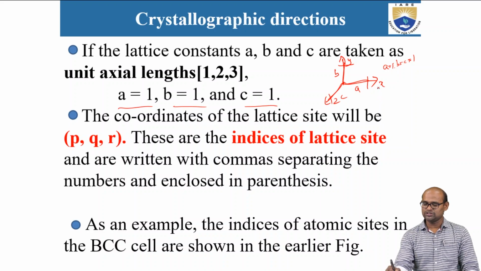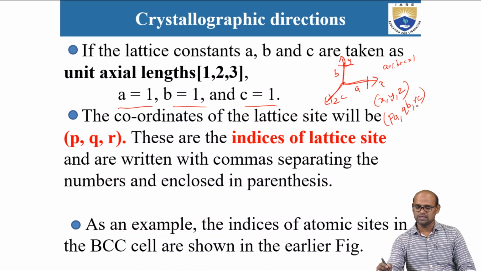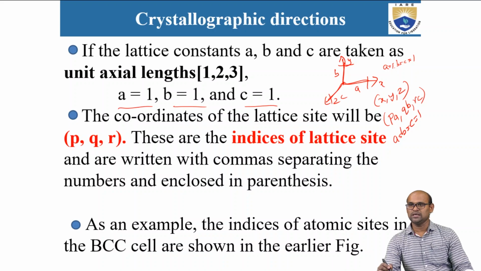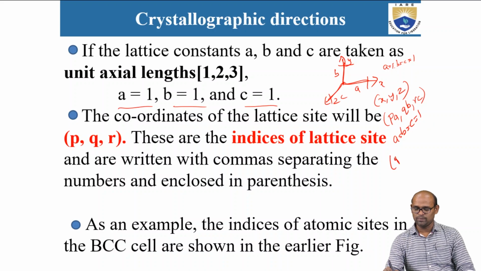Now the coordinates of the lattice site: we said that each lattice point can be described by 3 coordinates x, y, z, and we have written x, y, z as PA, QB, and RC. Then we defined A equal to B equal to C, because I want to take the simplest unit cell where all the axial lengths are the same, unit magnitude. So then x, y, z became P, Q, R, because A, B, and C are 1.